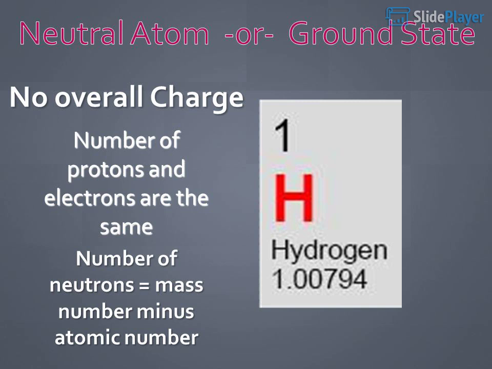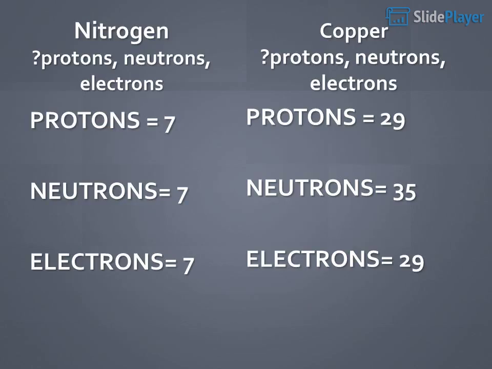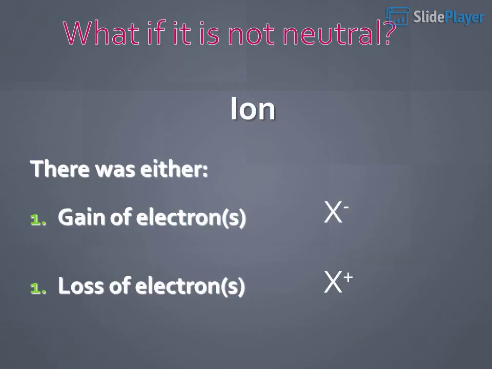Neutral atom, or ground state. No overall charge. The number of protons and electrons are the same. The number of neutrons equals mass number minus atomic number. Nitrogen: protons, neutrons, electrons. Copper: protons, neutrons, electrons. Protons equals 29. Neutrons equals 35. Electrons equals 29. For nitrogen, protons equals 7, neutrons equals 7.